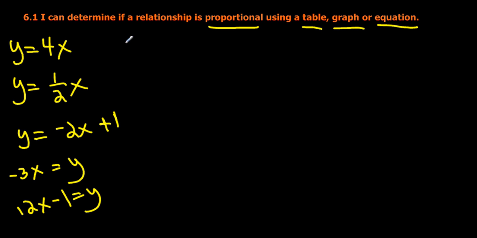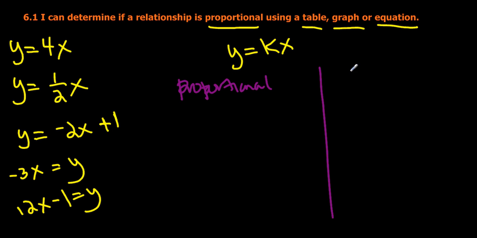A proportional relationship always has to be in the form of y equals k times x. So this is the form that we're looking for. If it's not in this form, if it has any extras, then it is not going to be a proportional relationship. So let's play a little game. It's called proportional or not proportional. And we're going to do a little sorting. Everyone loves a good sorting game, right?